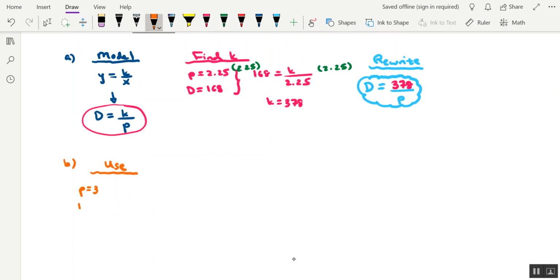And it wants us to know how many will be sold. So we're not given a value of D in this part of the question, which is okay. We have a formula from part A that will help us determine this. So we'll leave D as is, we'll leave 378 as is, but we're going to change P to 3. And when you crank out the arithmetic here, you should get 126, meaning that 126 bags of candy are sold if you raise the price from $2.25 to $3.